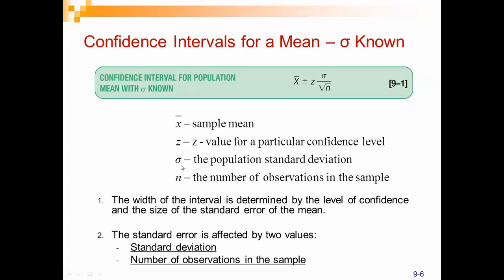The width of the interval is determined by the level of confidence and the size of the standard error of the mean. And the standard error is affected by two values, the standard deviation and the number of observations in the sample.